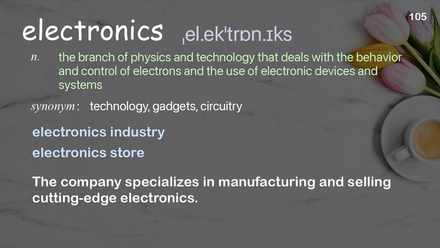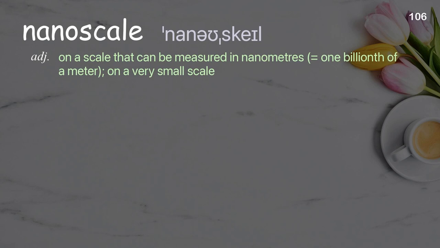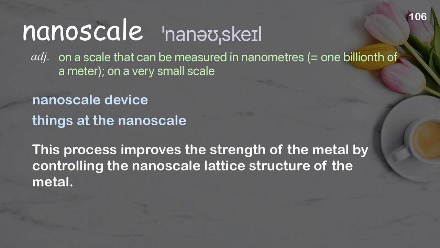Nanoscale. On a scale that can be measured in nanometers, equals 1/1,000,000,000 of a meter, on a very small scale. Examples. Nanoscale device. Things at the nanoscale. This process improves the strength of the metal by controlling the nanoscale lattice structure of the metal.